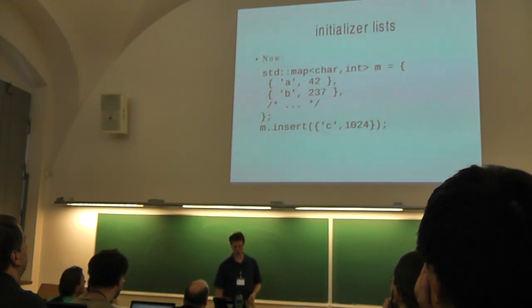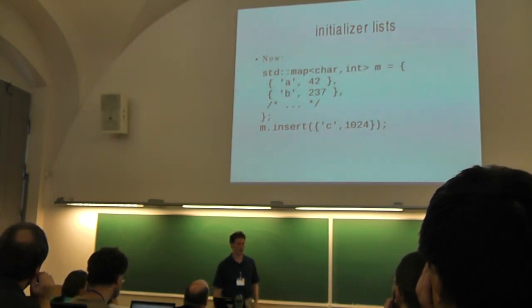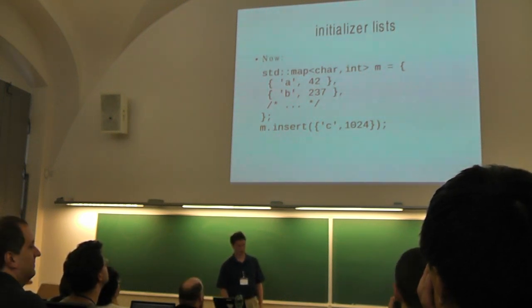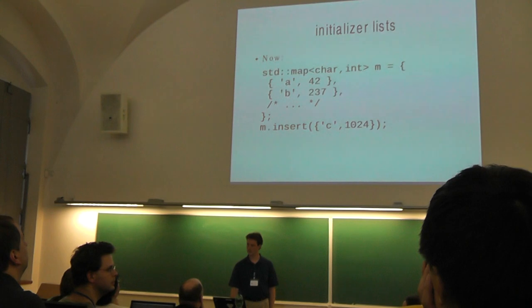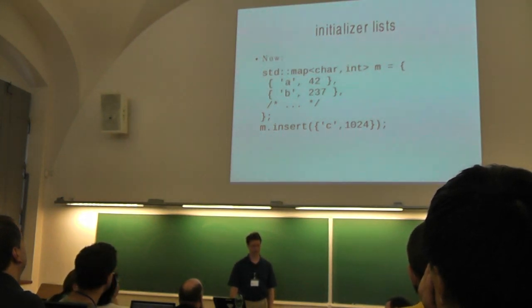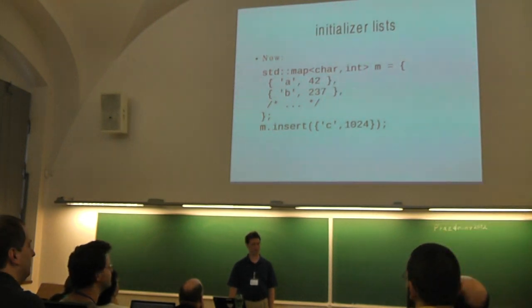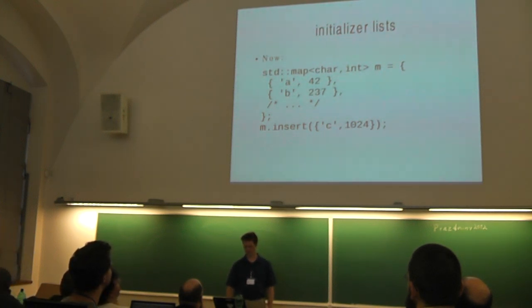But with initializer lists, you can just initialize them as though it were a C multi-dimensional array. That's, I think, the first thing I see that is actually useful, that makes things nicer.